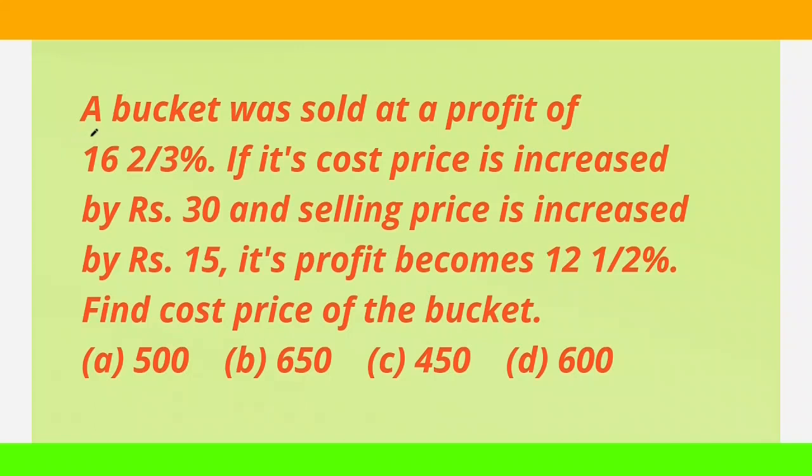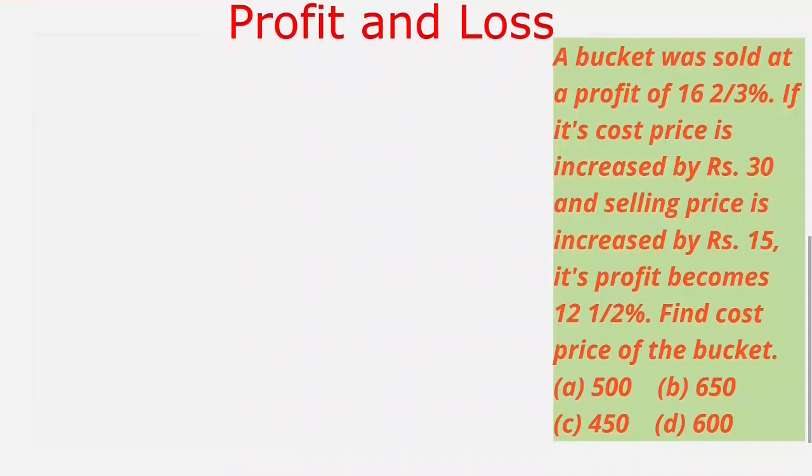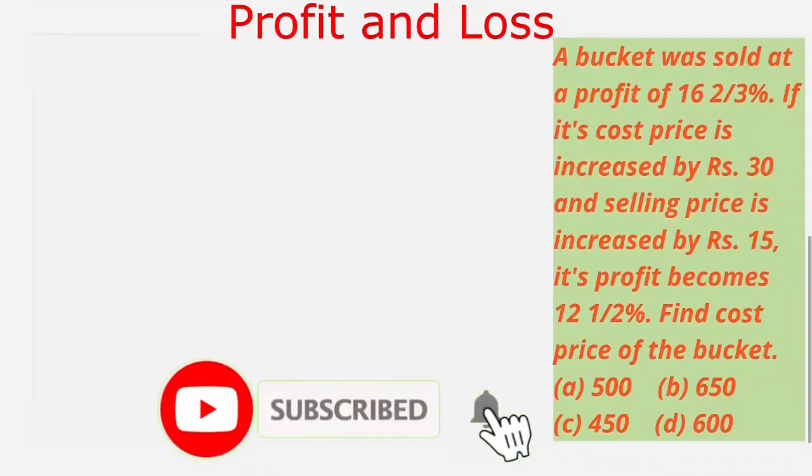Our question is: a bucket was sold at a profit of 16 whole and 2 upon 3%. If its cost price is increased by rupees 30 and selling price is increased by rupees 15, its profit becomes 12.5%. Find the cost price of the bucket. The given options are option A 500, option B 650, option C 450, option D 600. We solve this question by the conceptual method as well as by the shortcut method.